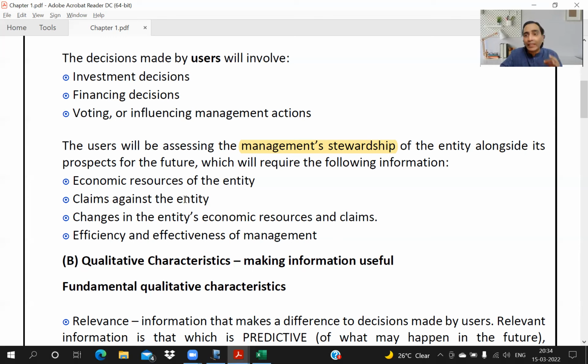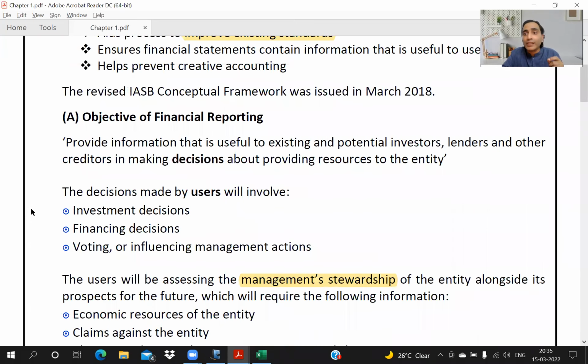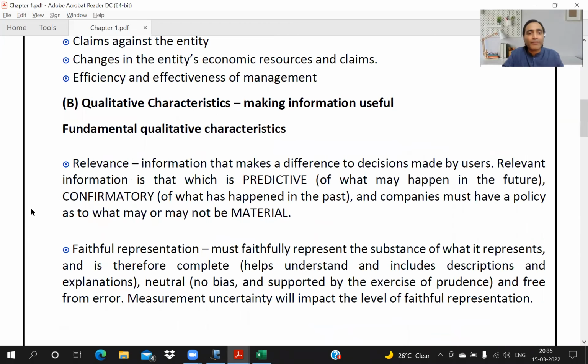So these are the four things that I need to know as an investor. What are the economic resources of this company? Assets. What are the claims against this company? Liabilities. Changes in resources and claims, incomes and expenses. And finally, how efficiently and effectively the management has done its stewardship job. Okay, so these are the four reasons why financial reporting is such an important subject.